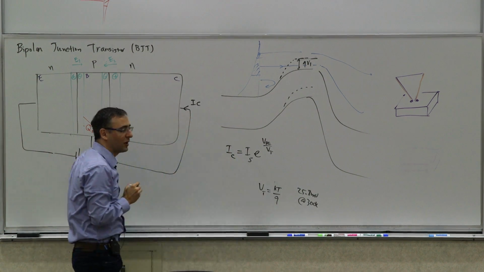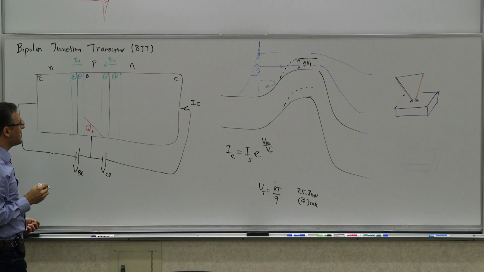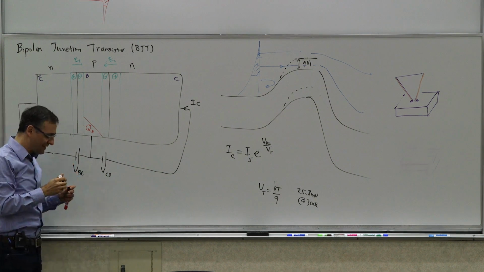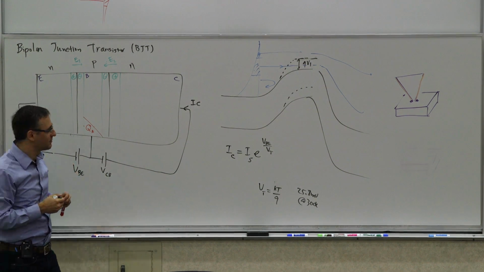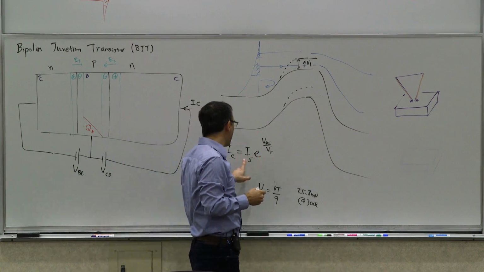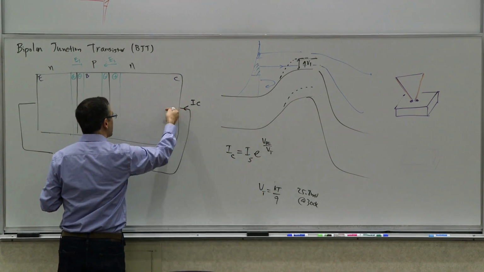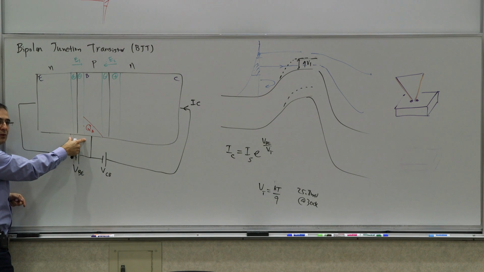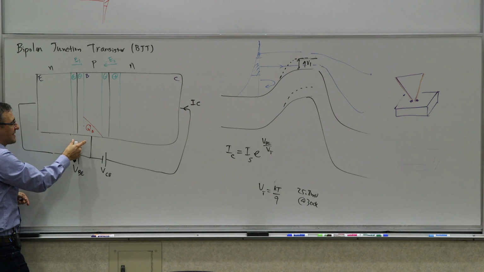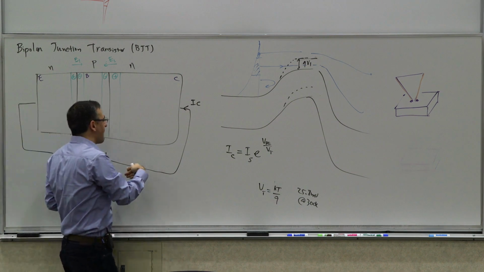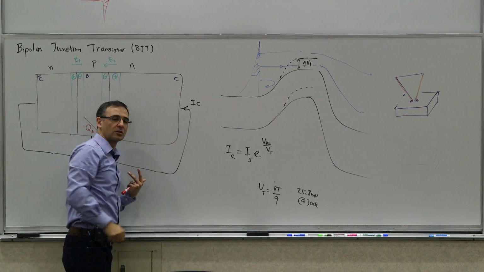So this is the collector current. To first order, you have the same behavior as the diode, except that now you have the current of a third terminal controlled by the voltage between the other two terminals. So it's really, to the first order, a voltage-controlled current source.